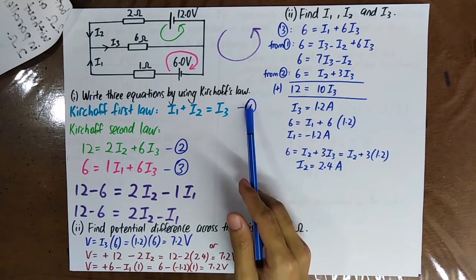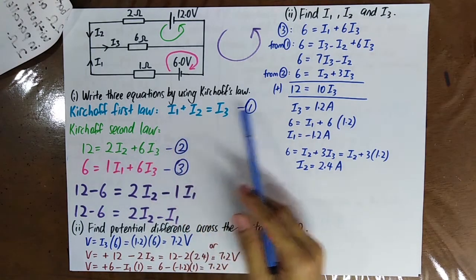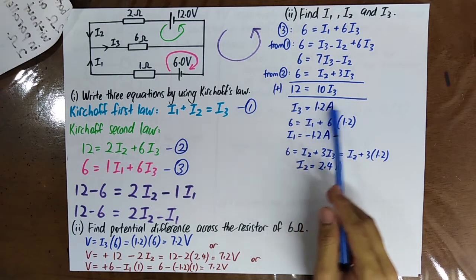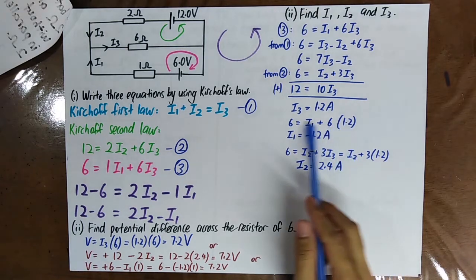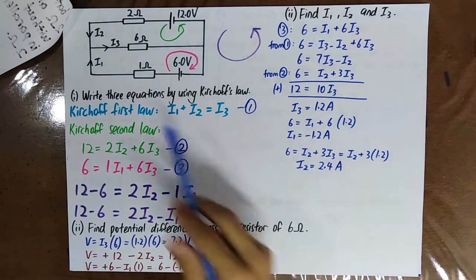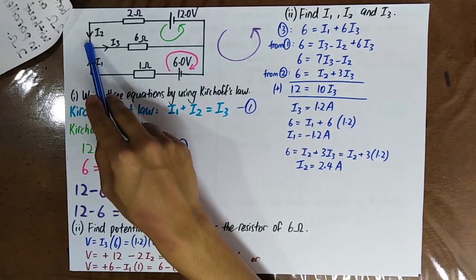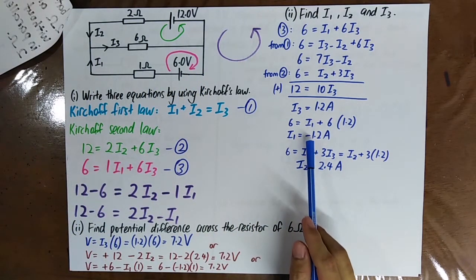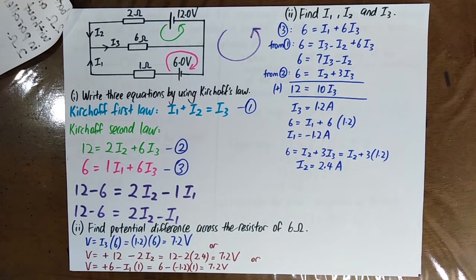You also have 3 equations. Therefore, you can solve for I1, I2, and also I3. I3 equal to this, I1 equal to this, and I2 equal to this. You notice that I1 has a negative value. That means that in the circuit, the current is coming from here to here, but in reality, the current is of the opposite direction.